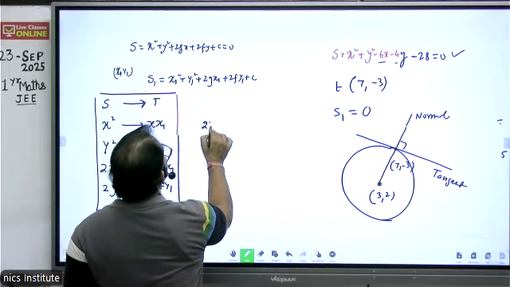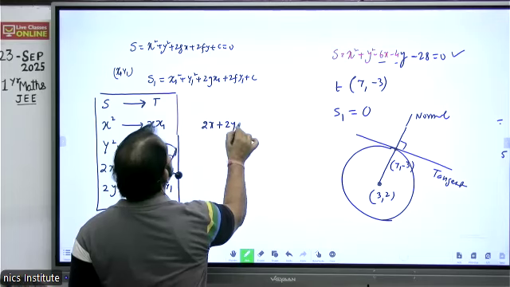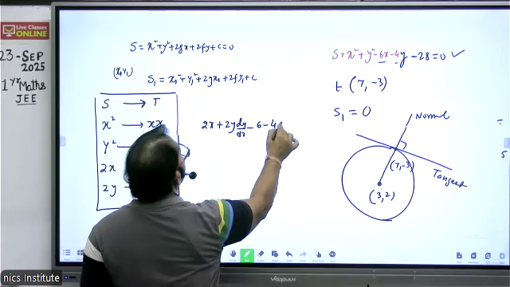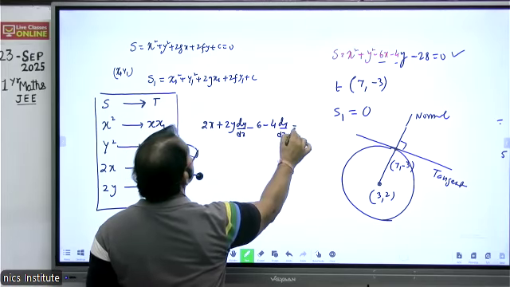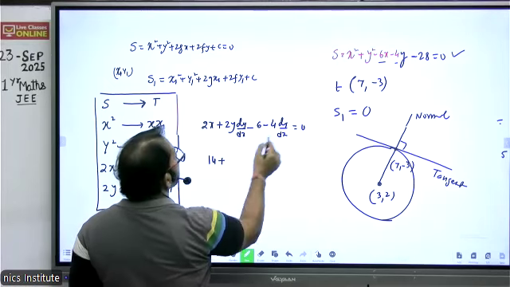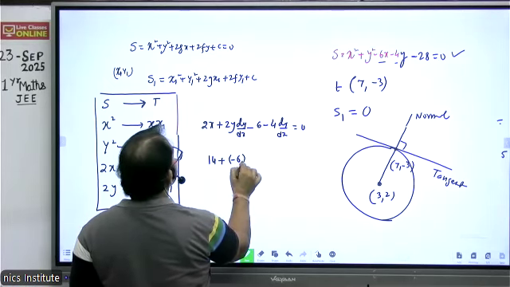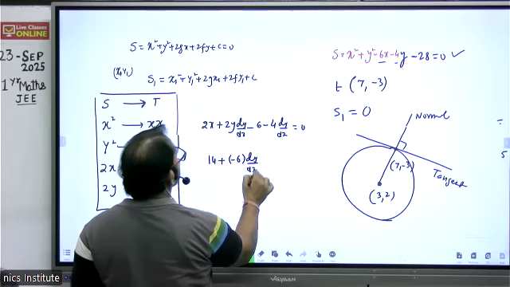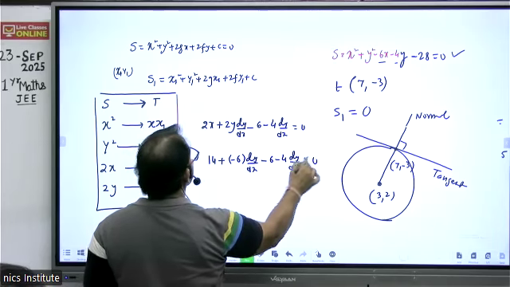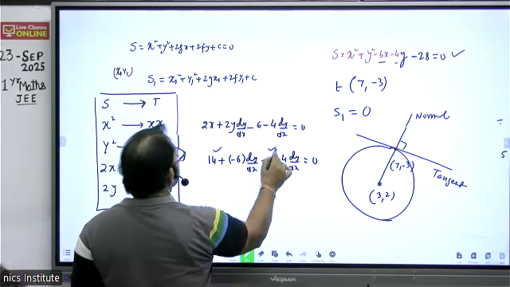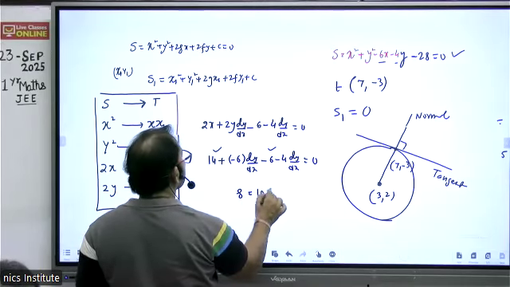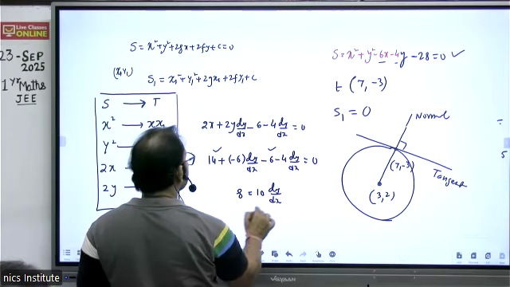x square gives 2x, y square gives 2y dy by dx, 6x gives 6, 4y gives 4 dy by dx, equals 0. Now x is 7 and y is -3. So 14, 6, that'll be 8, 6 and 4, 10. What is the slope? What did you get for dy by dx?